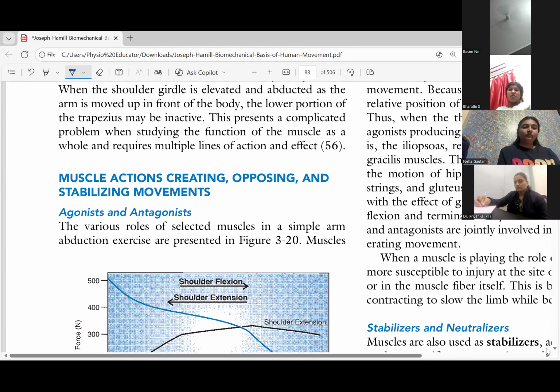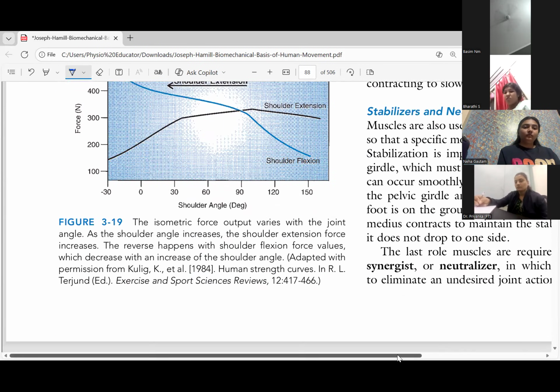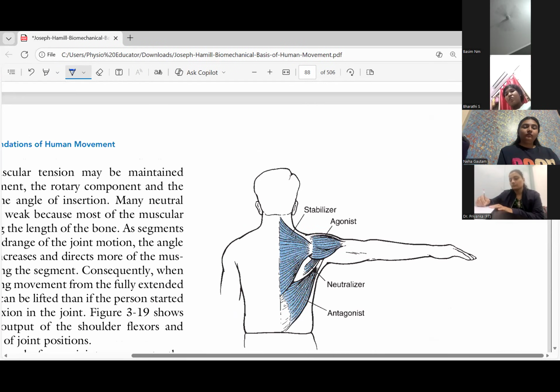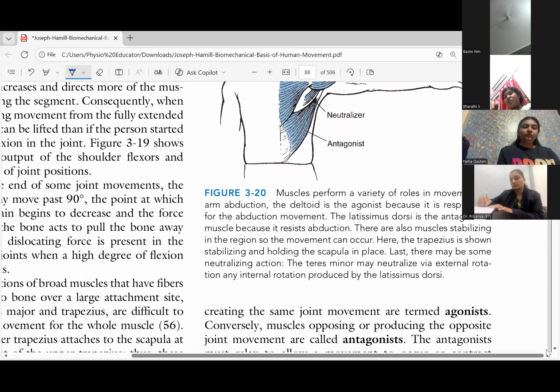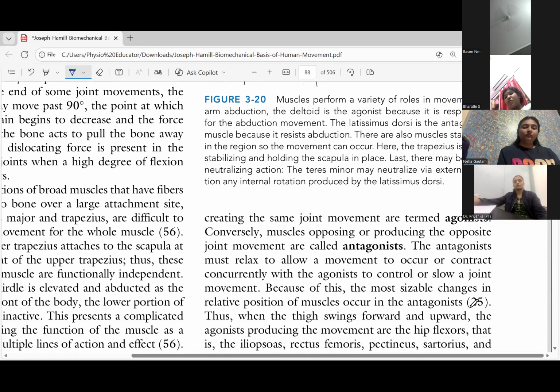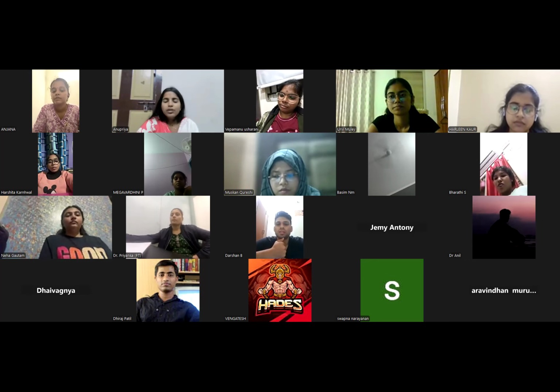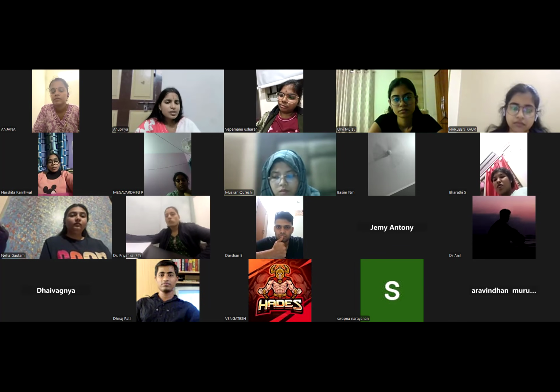So first one, what is meant by agonist? What is your opinion, guys? What is agonist? What is agonist, guys? Which produces the movement. Okay. Yes, pretty much the same answer. Very good, Dashi. So agonist is something which is able to create a movement. If I am going to do elbow flexion, biceps is the agonist. Agonist is something which is creating the joint movement, which is called agonist.